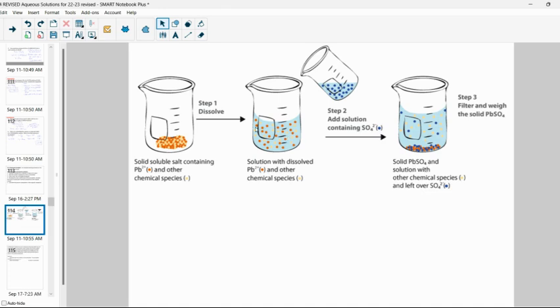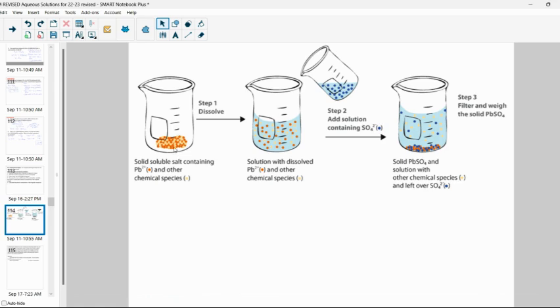All the lead that we started with in step 1 is now part of the precipitate at the bottom of step 3 here. It's all in the form of lead sulfate. What I could do now is filter it and weigh how much lead sulfate I have. I can use the formula to figure out the percent composition of lead in lead sulfate to figure out how much lead I have in this precipitate. And like I said, the amount of lead in the precipitate is the same as the amount of lead that we had in the original salt.